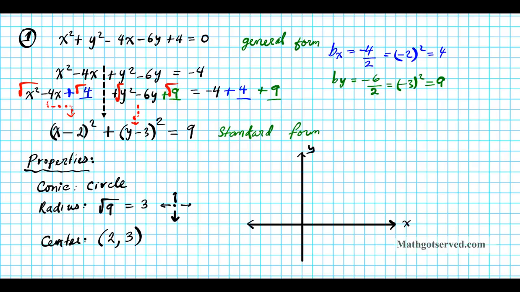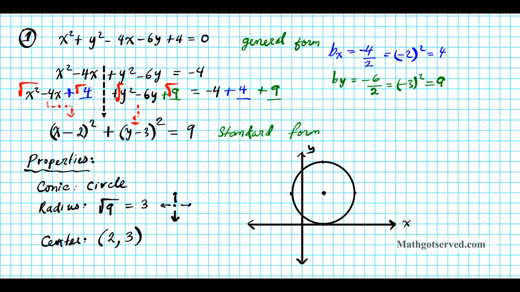Let's graph the center first. The center is (2, 3), so we go over 1, 2, and up 1, 2, 3. And then we're going to go 3 units north, south, east, west. 1, 2, 3, 1, 2, 3, 1, 2, 3, and then 1, 2, 3. Okay, and then we can go ahead and draw a circle like that, and that's it.